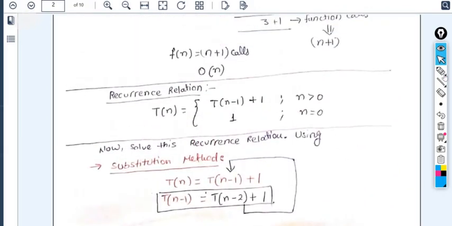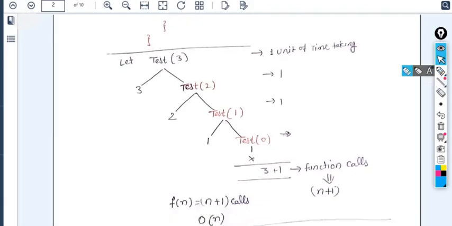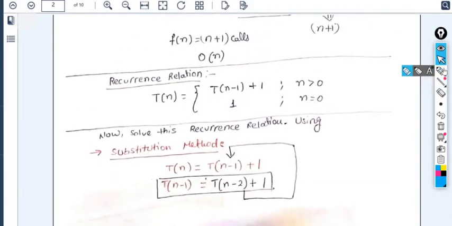Now we are writing the recurrence relation with respect to the same algorithm or function. Here I'm taking test n as T(n), where T(n) is the name of the function. From here you can conclude that test 3 is there, then n minus 1, n minus 1, n minus 1, again and again it is repeating. So I'm just taking T(n) equals T(n minus 1) plus 1.